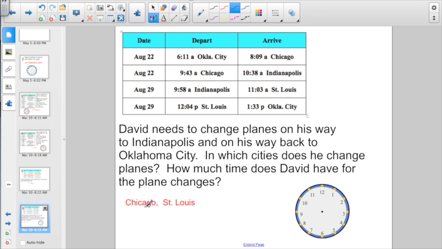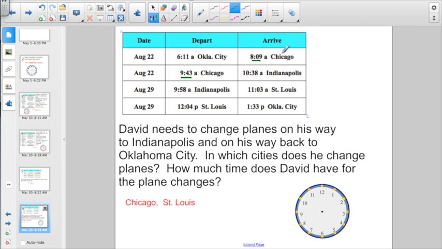How much time did he have to change planes in Chicago? And how much time did he take to change planes in St. Louis? So let's go ahead and take a look at the Chicago here. We have from 8:09 to 9:43. Now here's the deal. I just can't put these 2 numbers on top of each other and subtract.